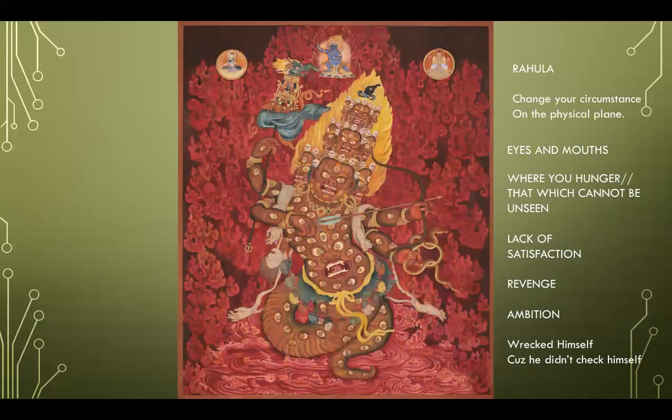The northern node, the head of the dragon, this is an interpretation like the Tibetan Rahula, many eyes, many mouths, you can see here. When the head of the dragon or the demon was decapitated, he no longer has a stomach to gauge when he's full. And in fact, in this image, it's great because his stomach is just another mouth. So he can really never be satiated. And it's a very demonic image of fire. But there's still divine. The demon doesn't mean not divine. Rahula has amazing gifts and can change your circumstances on the physical plane really well. And he represents where you hunger and that which cannot be unseen.